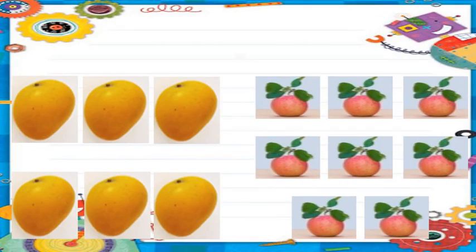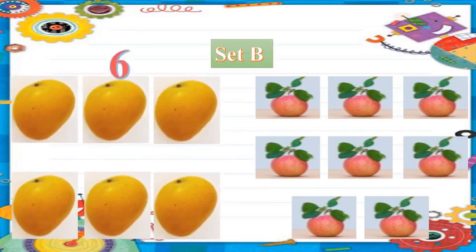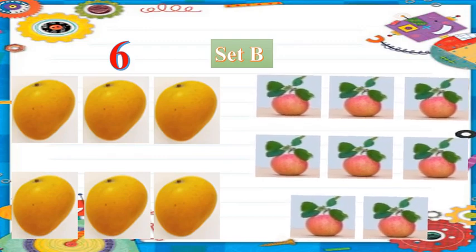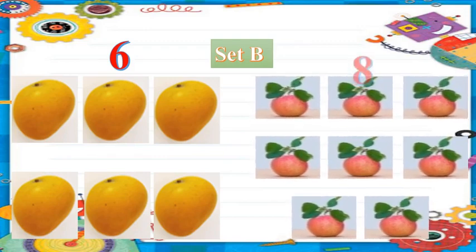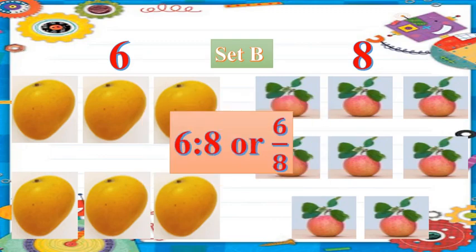Another set of pictures. How many mangoes are there? Yes, we have 6 mangoes. How many apples are there? Yes, we have 8 apples. What ratios can we form in this second set of fruits? 6:8 or 6/8. Excellent!